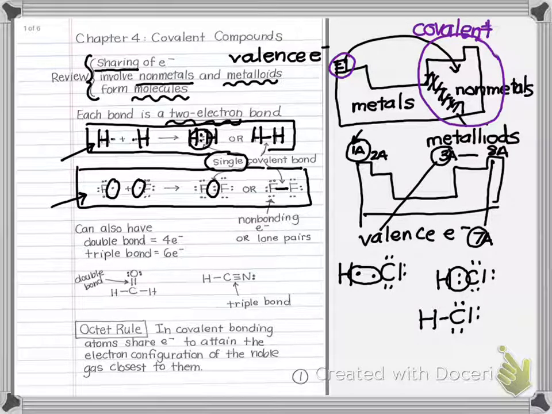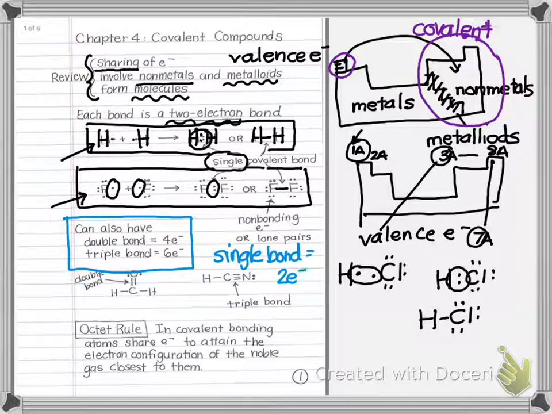Now, when we think about bonds, there's not just single bonds. A single bond would be sharing a single pair. But we can also have double bonds and triple bonds. So a single bond, I'm going to write it here, equals 2 electrons, then if something shared 4 electrons, it would be a double bond. And if it shared 6 electrons, it would be a triple bond. So we can have double, single, and triple bonds.